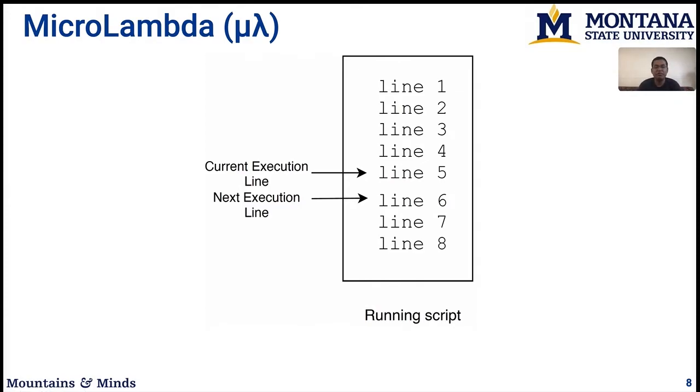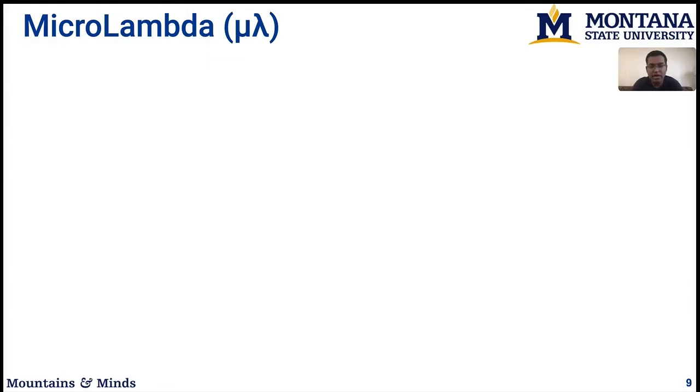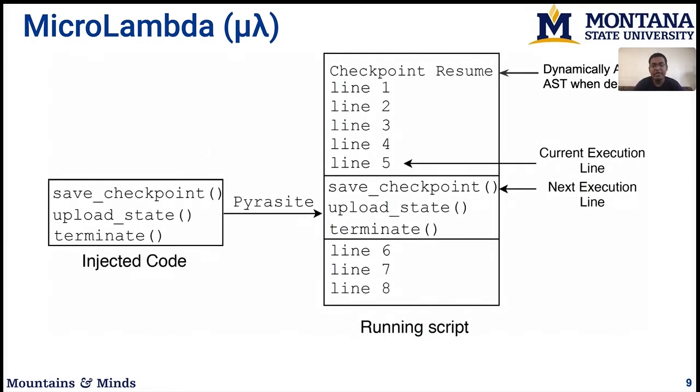So how do we implement checkpointing here, so that we can save the state? For example, this is a traditional application with 8 lines. Currently it's running line 5, and now it will go to line 6, and then 7 and 8. But for our MicroLambda, when we deploy the application, we initially add some lines before running, using the Python abstract syntax tree. MicroLambda is for the Python-based Zephyr framework.